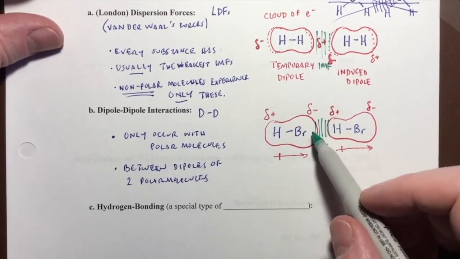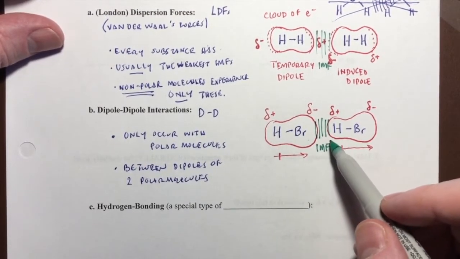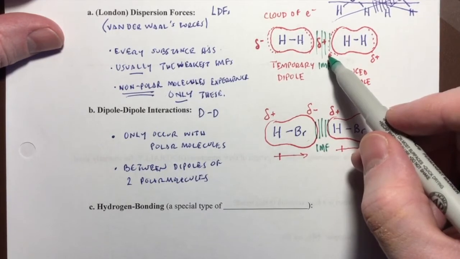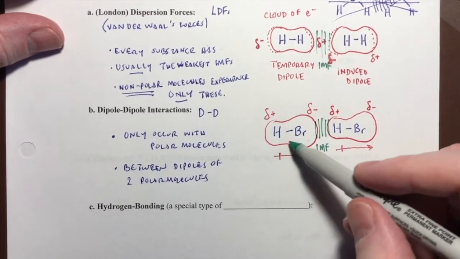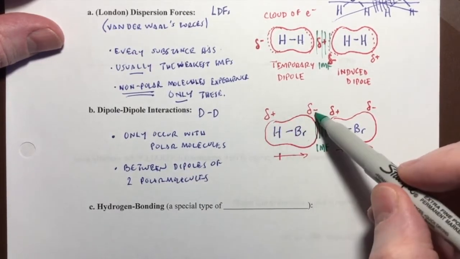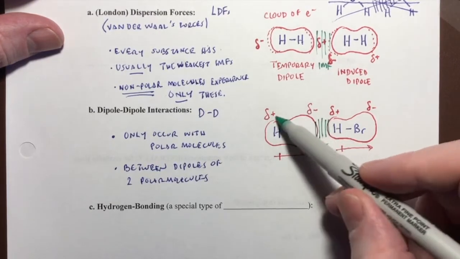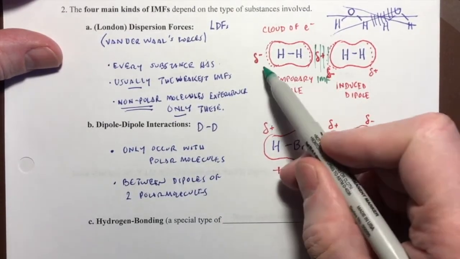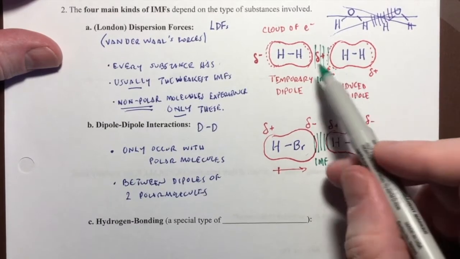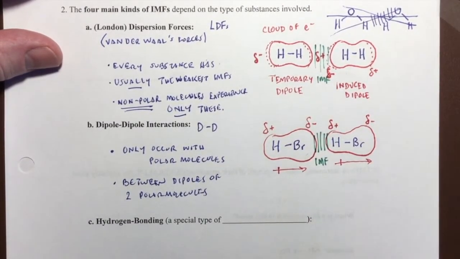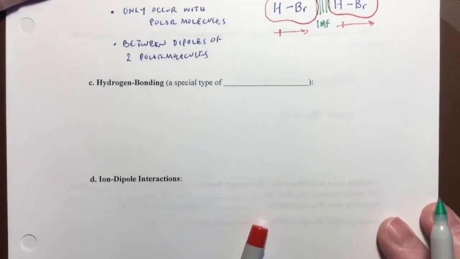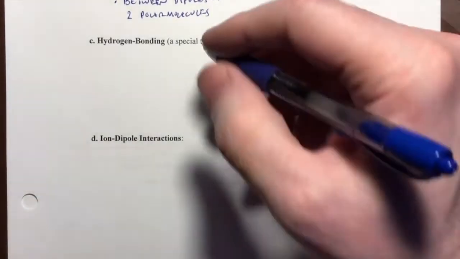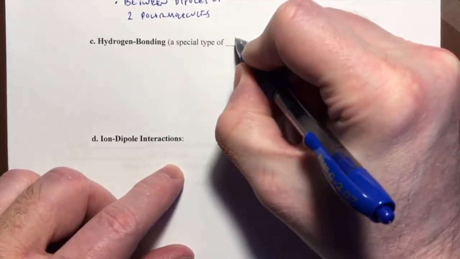Can you see why the dipole-dipole interaction, the dipole-dipole force, typically would be expected to be stronger than the London Dispersion Force? It's because the polar molecules have permanent dipoles and the partial charges are large, usually, compared to the tiny partial charges of the temporary and induced dipoles of nonpolar molecules. Well, let's move on. We've got a third type here, and it's called hydrogen bonding. So, hydrogen bonding, first of all, it's a special type of dipole-dipole force.